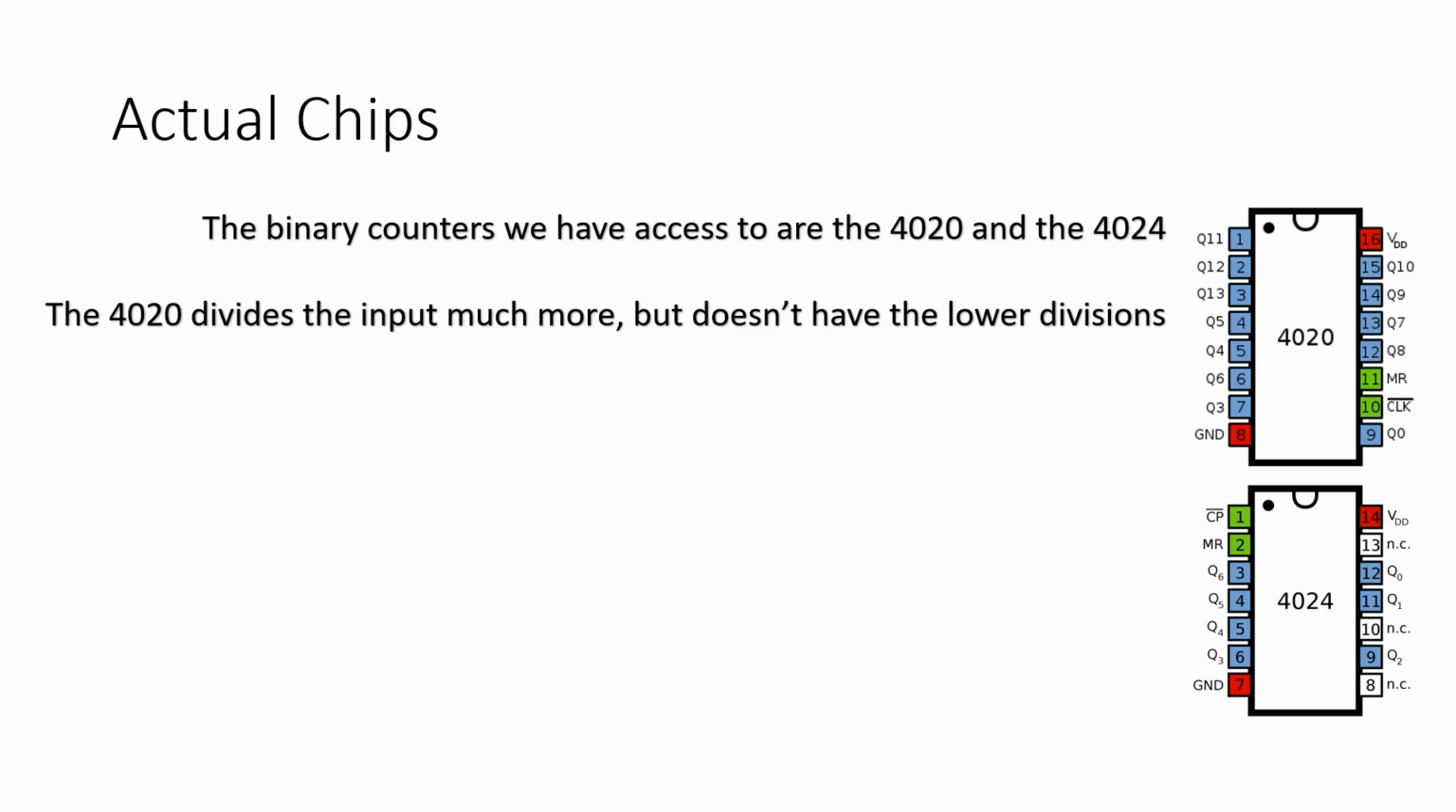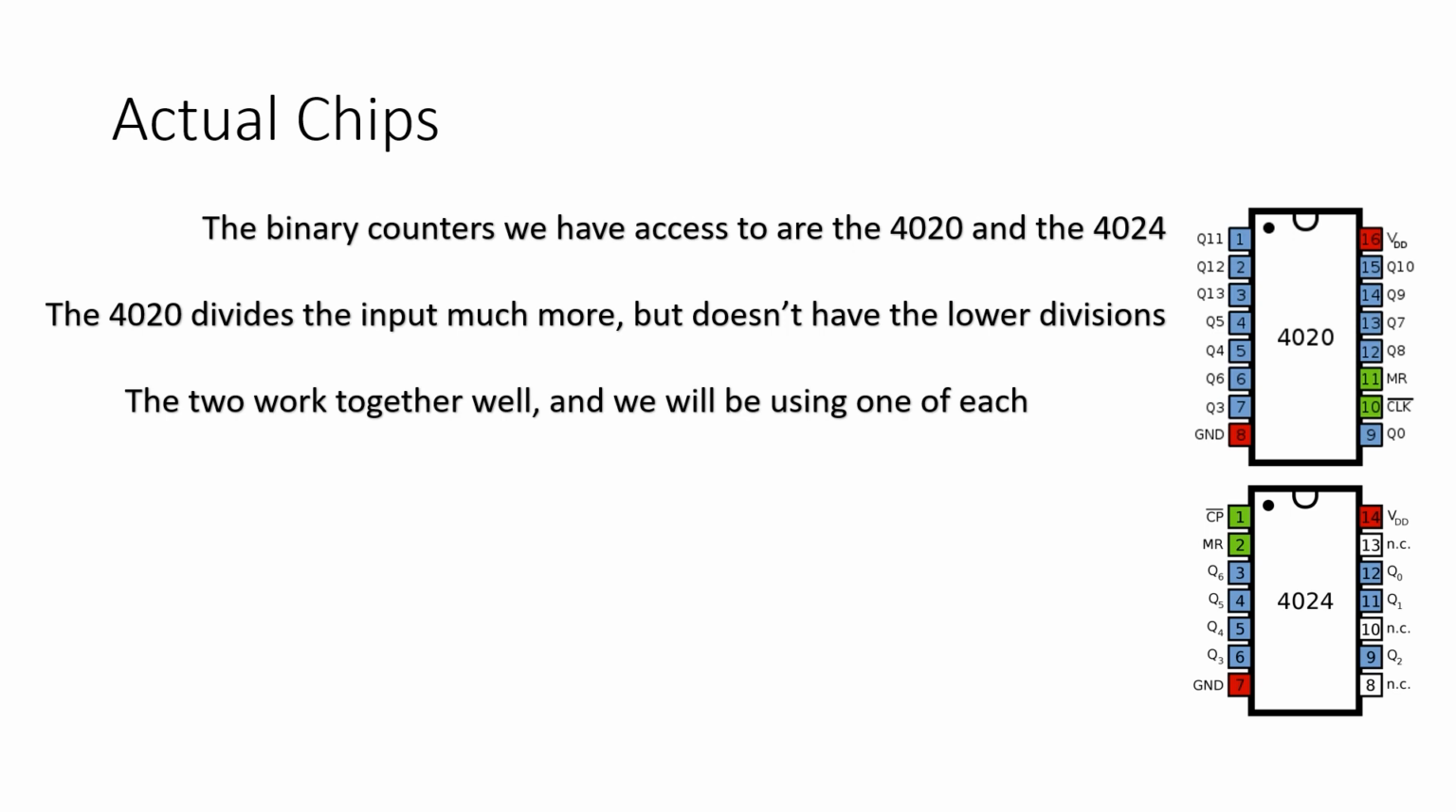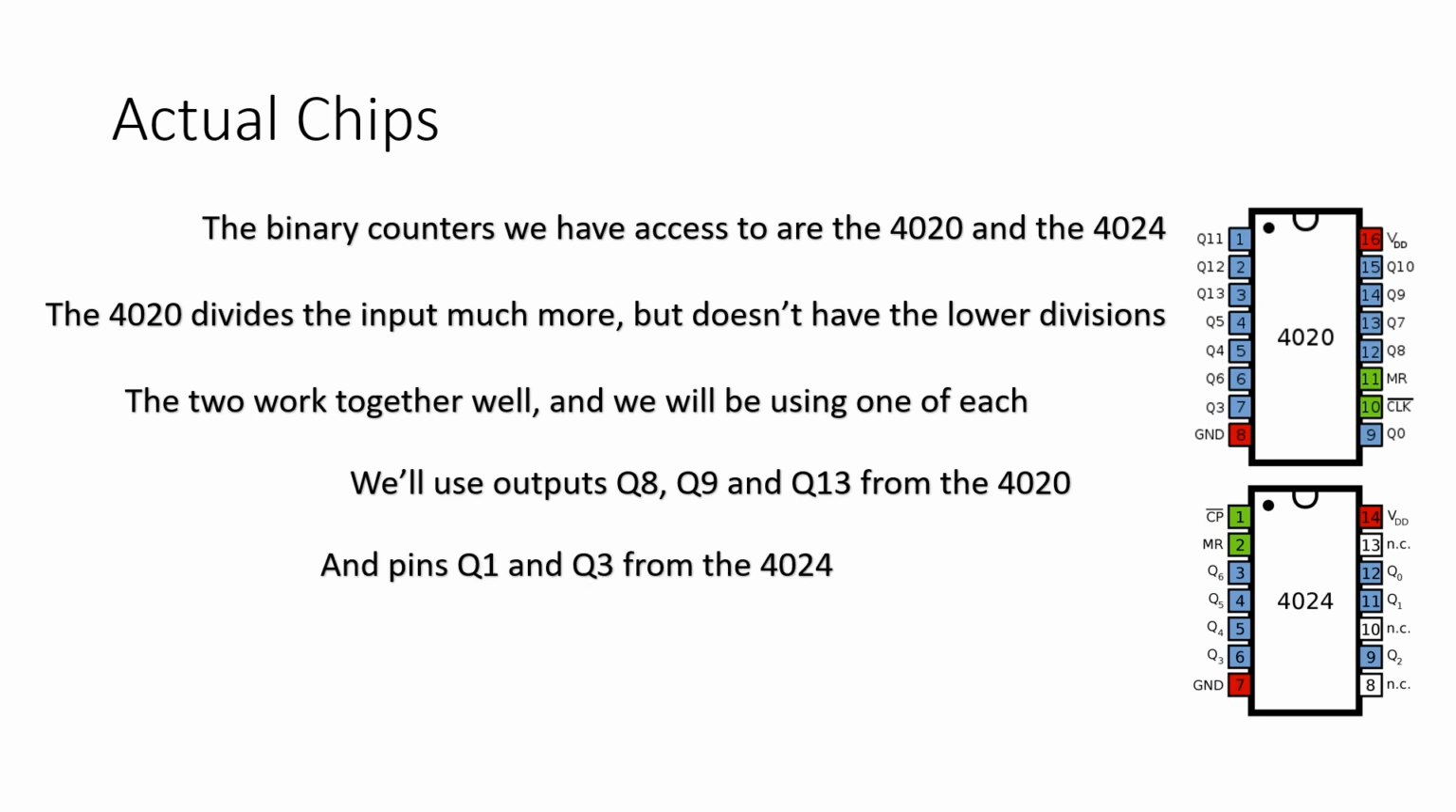So for example, it has a divide by 2 output, but then 4, 8 and 16 it doesn't give you, whereas the 4024 does, but it doesn't go into as high divisions as the 4020. The way that we're going to connect them is we're going to have our 4 MHz clock go into the 4020, and then the slowest output from the 4020 will feed the 4024 to give us the final bits that we need. Although both of these chips have lots of outputs, the only ones we're interested in are Q8, Q9 and Q13 from the 4020, Q1 and Q3 from the 4024.